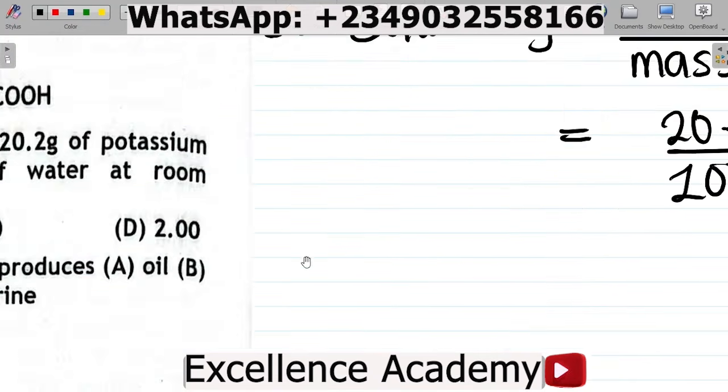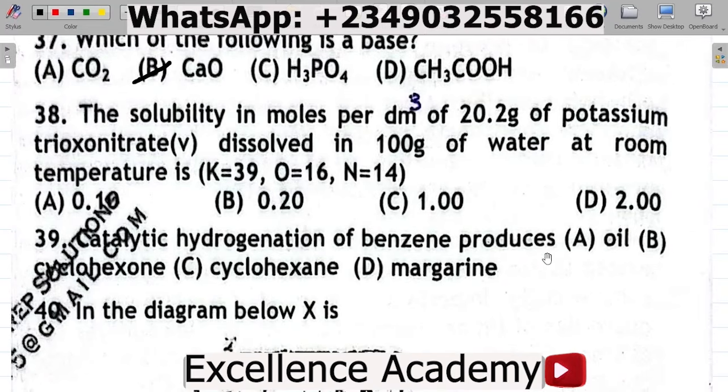All right, so let's see which option has that 0.2. That is option B. So in essence, the answer to this question is option B, 0.20. That's it.